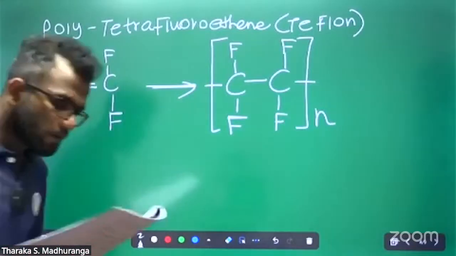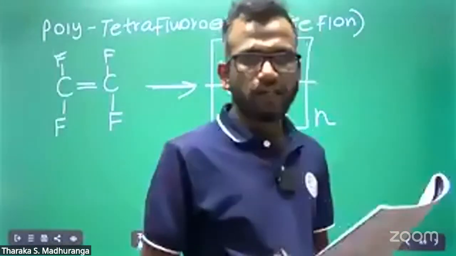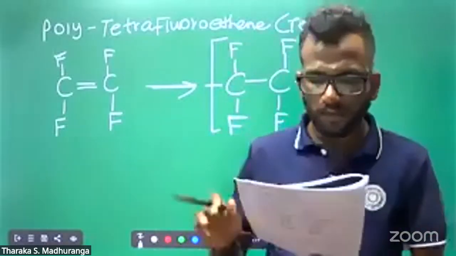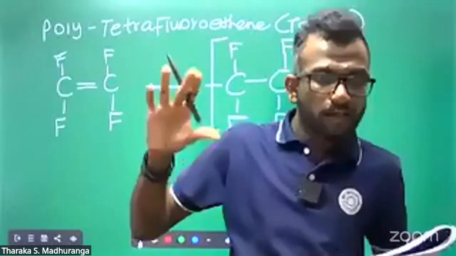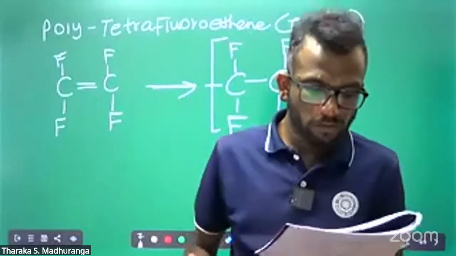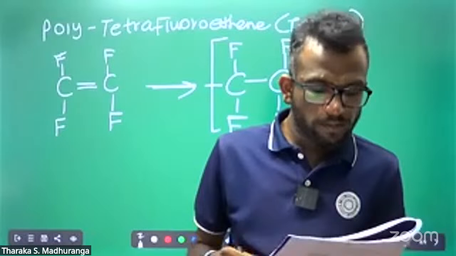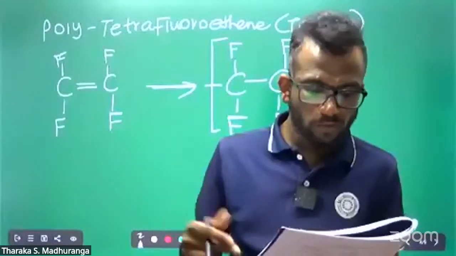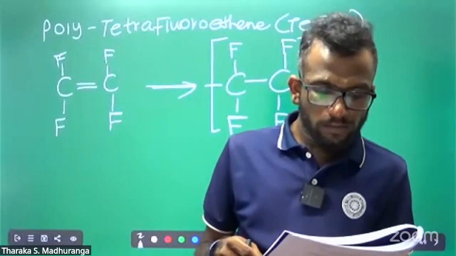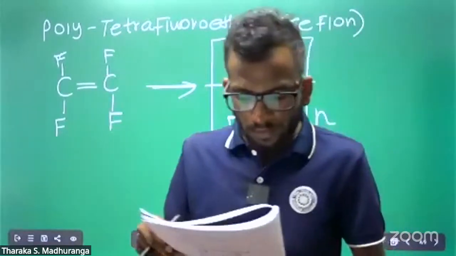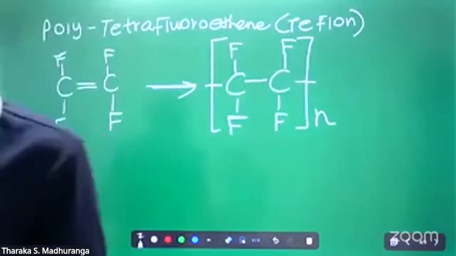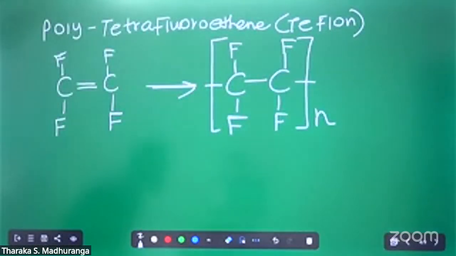The main characteristic of Teflon is that its melting point is very high and it is very strong. It is water repellent, and resistant to acids, bases and solvents. They are very hard polymers, and the strength is very high.